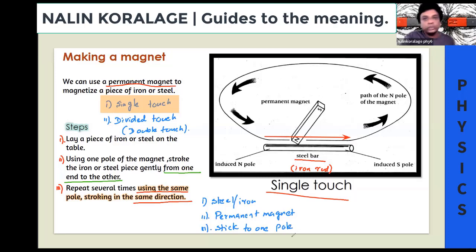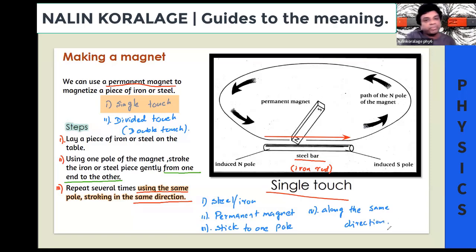It can be either north or south, as I explained earlier, right? But you have to make sure you always stick to that particular pole you selected at the beginning, right? Okay. And number four, the last but not the least. Stroking that piece of iron or the piece of steel should be done along one particular direction, the same direction, right? Stroking should take place along the same direction.